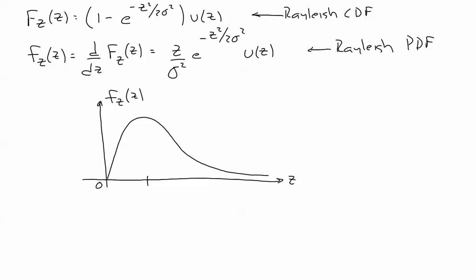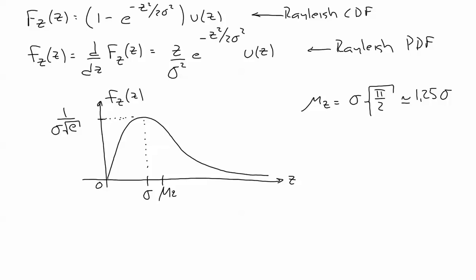The peak is at sigma. The maximum value right there is 1 over sigma times the square root of e. From our previous work, the mean value is sigma times the square root of pi over 2, and that's about 1 1/4 sigma. So the mean is maybe about right there.